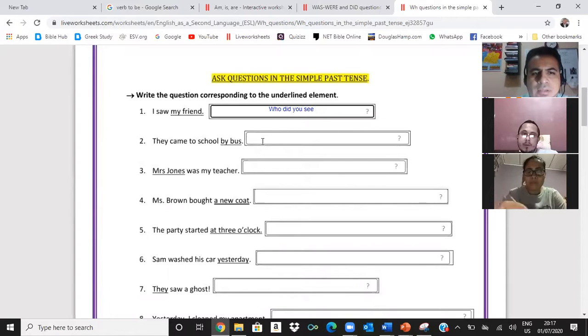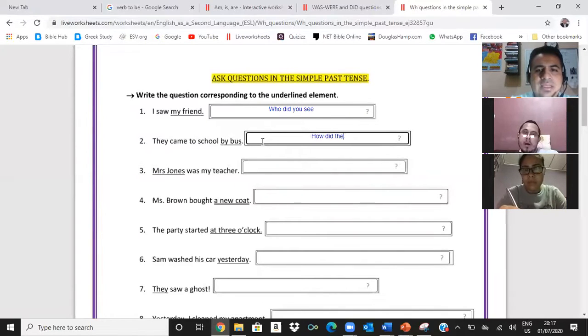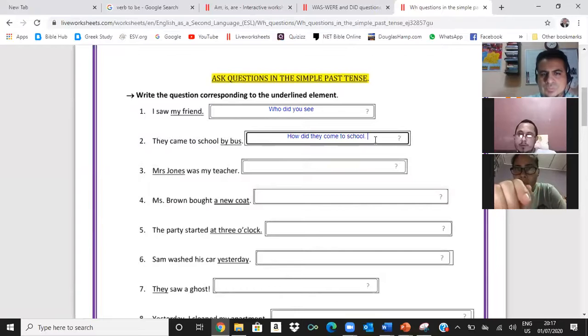Okay. They came to school by bus. How did they come? Who did you see? I saw my friend. ¿A quién viste? Who is a person. When you ask who, you're looking for a person. Who did you see? Past. I saw my friend. Past. También. So the answer and the question are in the past.